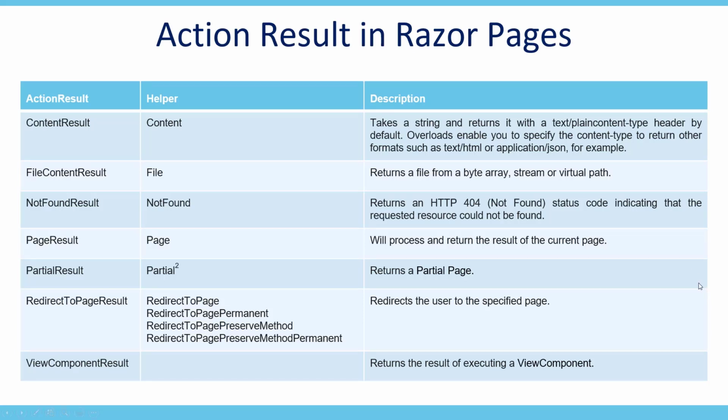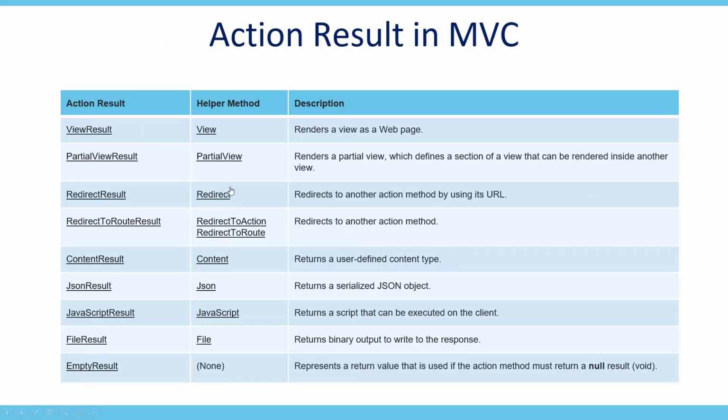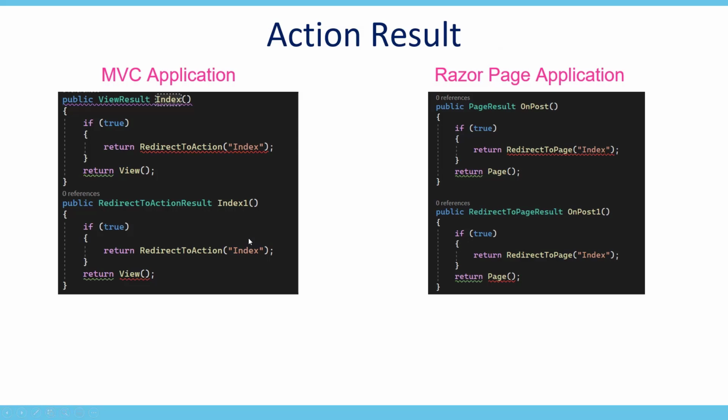First, let's take a look at what is there in Razor Pages. A Razor page can return content, file, not found, page, a partial result, and redirect to different pages. For all of them, we have return types like ContentResult, FileContentResult, NotFoundResult, PageResult, PartialResult, and so on. If we are working with an MVC application, we can return views, partial views, redirect to action, return JSON, and so on. So if you are returning any one of these, then you can use the individual return types based on the helper method. But what if you were returning something like this?